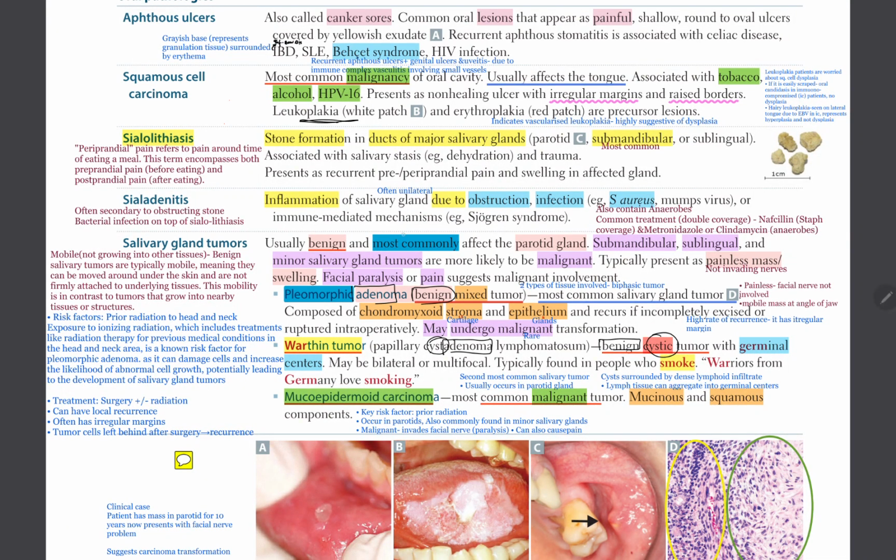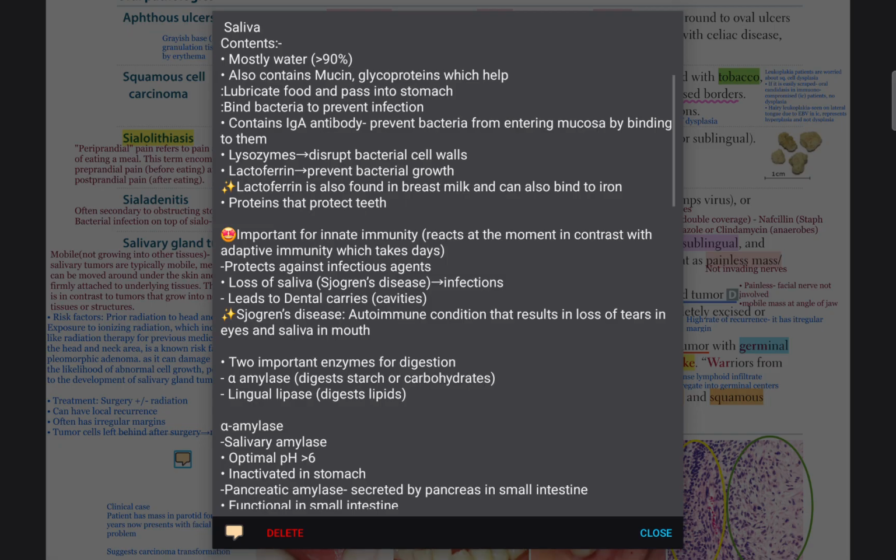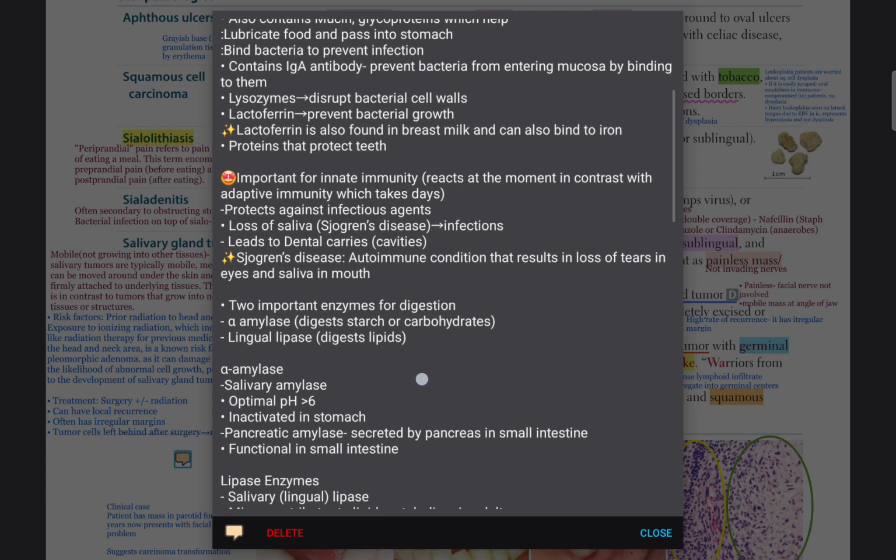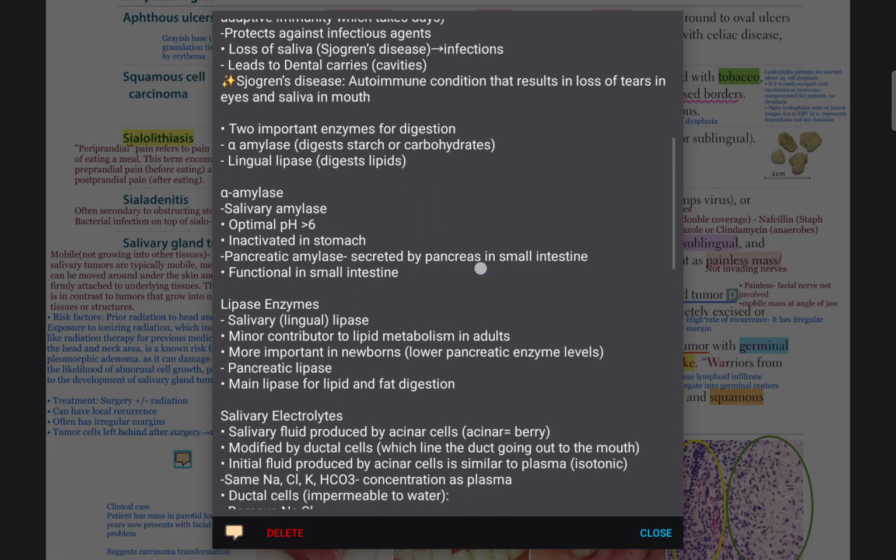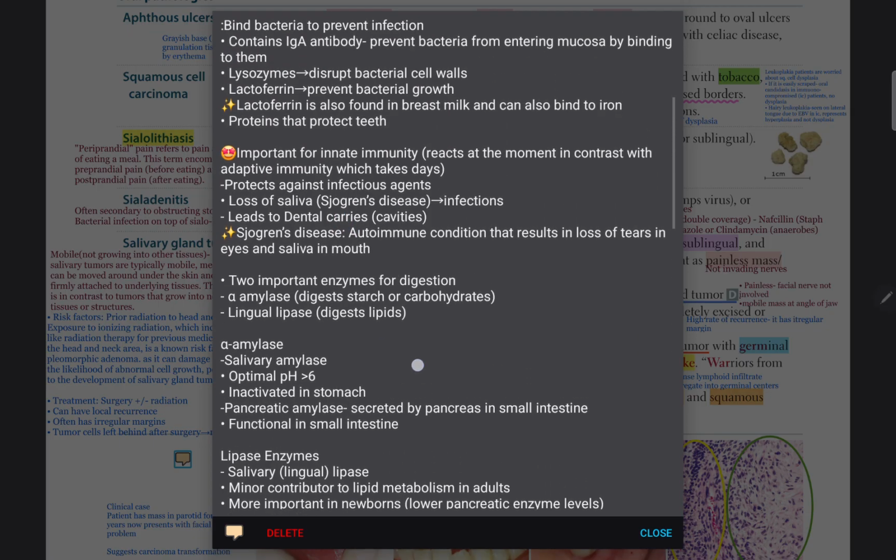It can also occur due to an immune-mediated mechanism, Sjogren's syndrome. So now coming to know what is Sjogren's syndrome. Sjogren's syndrome is an autoimmune condition in which there is loss of tears in the eyes and saliva in the mouth. Because of the loss of saliva, it can lead to infection.